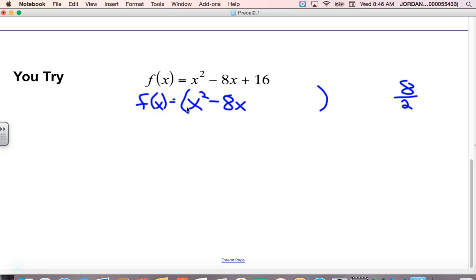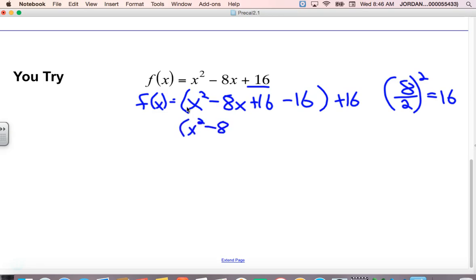Okay, so we take half of 8 and we square it. Half of 8 is 4, and 4 squared is 16. So we're going to add in 16 and subtract 16. I always do the add 16 first. And then at the end, remember we've got the plus 16 on the outside from the original formula right here. Okay, so now we're going to regroup the first three terms together. So we've got x squared minus 8x plus 16. And then we bring the minus 16 out of the parentheses and add the 16.